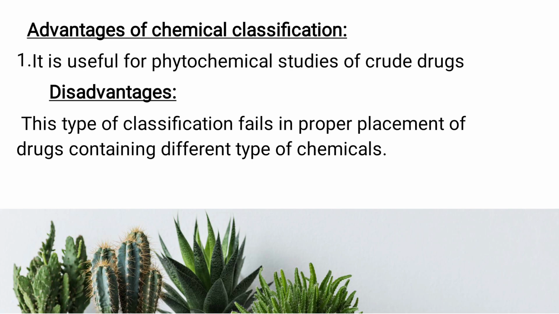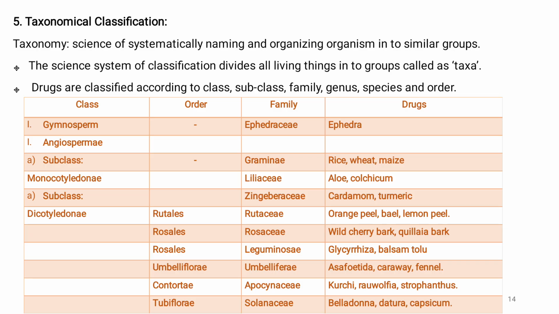Advantages of chemical classification. It is useful for phytochemical studies of crude drugs. Disadvantages. This type of classification fails in the proper placement of drugs containing different types of chemicals. Next is taxonomical classification. Taxonomy means the science of systematically naming and organizing organisms into similar groups. This system of classification divides all living things into groups called taxa, and the drugs are classified according to class, subclass, family, genus, species and order.